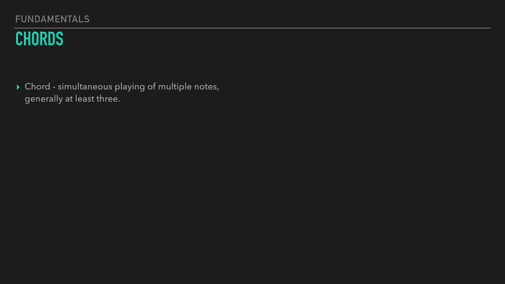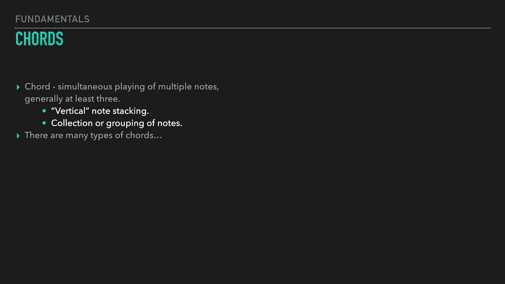A chord is the simultaneous playing of multiple notes, generally at least 3. We just talked about this. It's a collection or grouping of notes. And there are many types of chords. They're categorized by the number of notes, highest scale degree, and other factors.